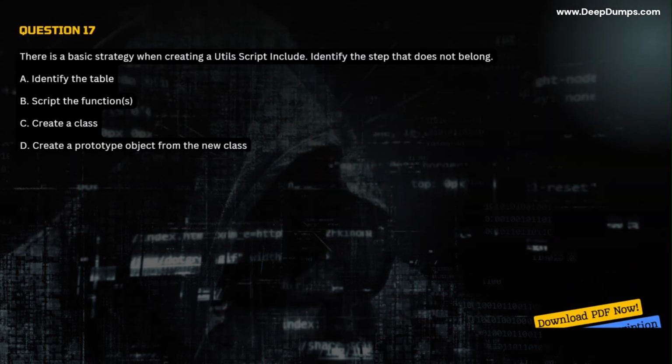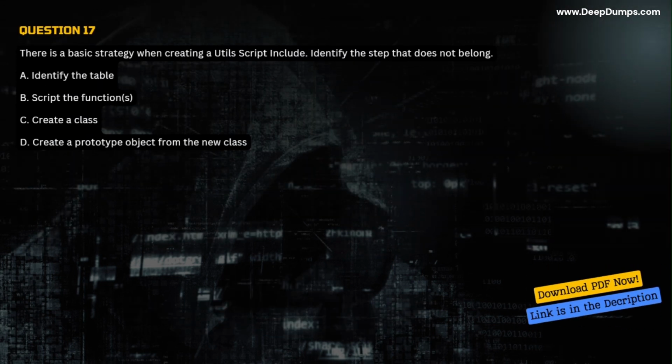Question 17. There is a basic strategy when creating a util script include. Identify the step that does not belong. A. Identify the table. B. Script the functions. C. Create a class. D. Create a prototype object from the new class.